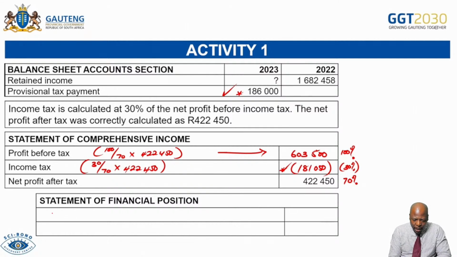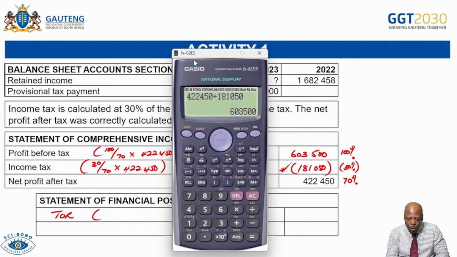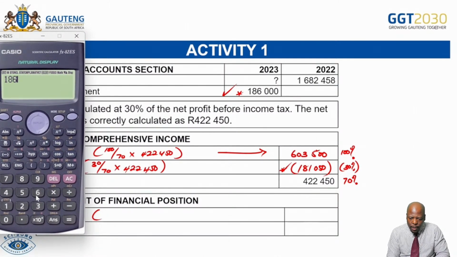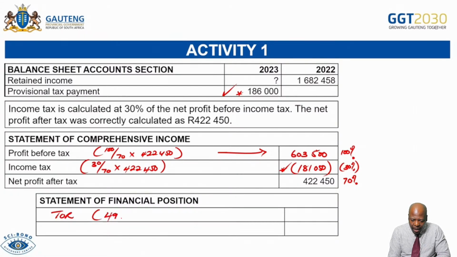So I'm going to come to my trade and other receivables, and I'm going to have now my SARS income tax, and I'm going to have my difference, which is 186,000 minus 181,050. That is going to give me 4,950. So it's going to be 4,950 like that. Okay. Let's go on to the next one.